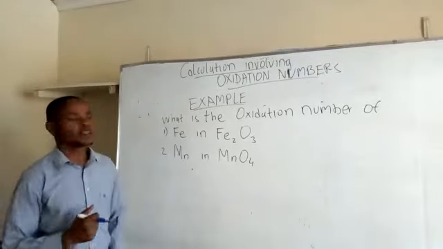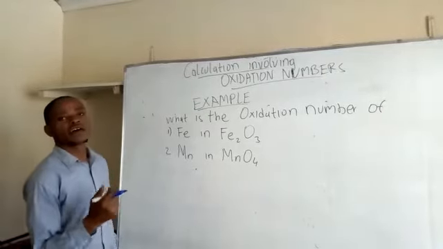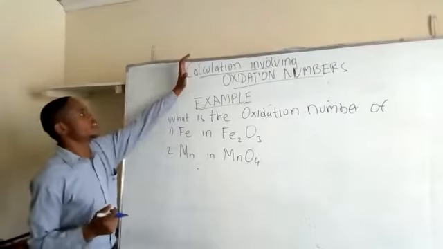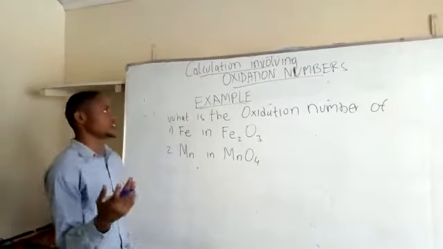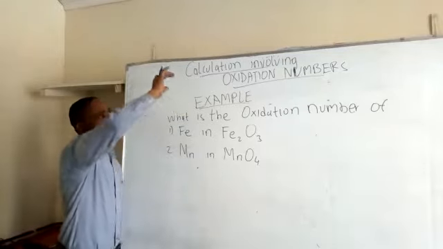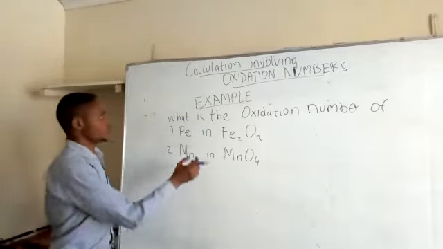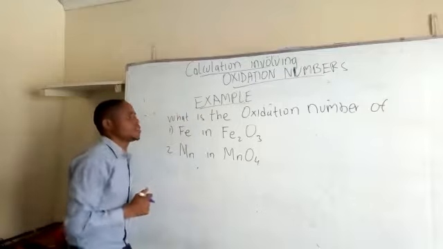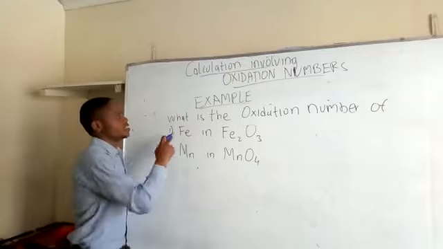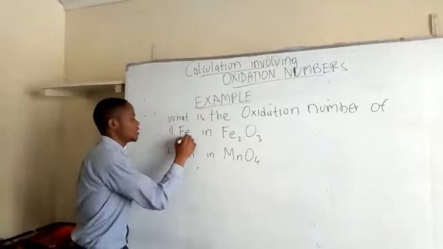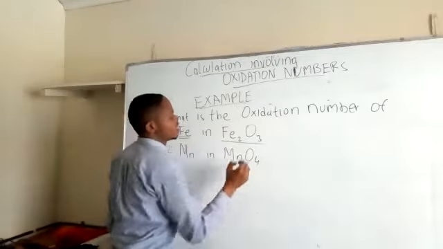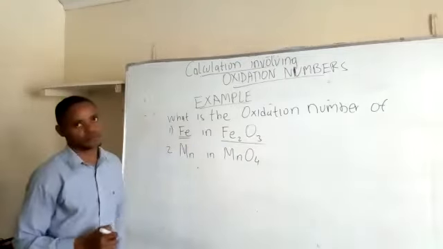So welcome to our small lesson here. We're going to do some simple calculations of calculating the oxidation number. I have just two examples here. The first example: what is the oxidation number of iron in this compound?